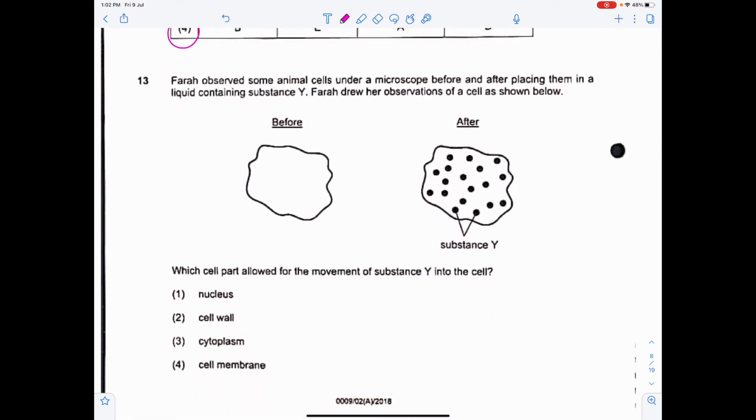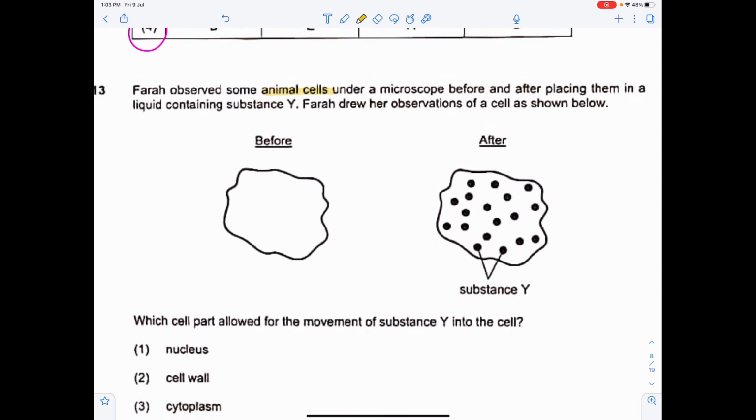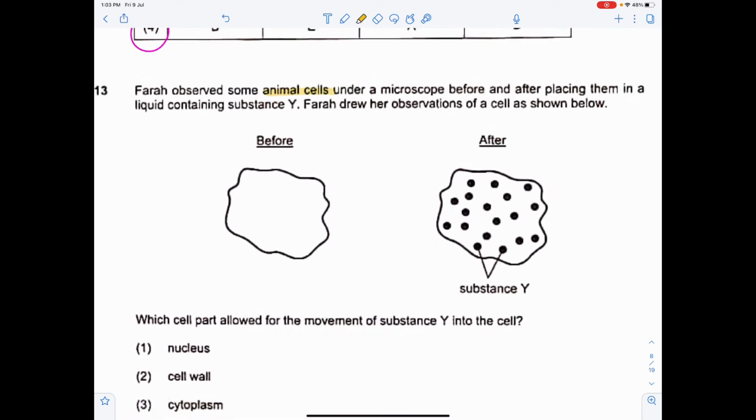Question 13. Farah observed some animal cells under a microscope before and after placing them in a liquid substance Y. Farah drew her observations of a cell as shown. So right off the top, I see the words animal cells. This should ring a bell that it's got to do with a question related to cells. Straight off the back, I should know what are the structures associated with animal cells. So I should think of things like cytoplasm, cell membrane, as well as your nucleus.